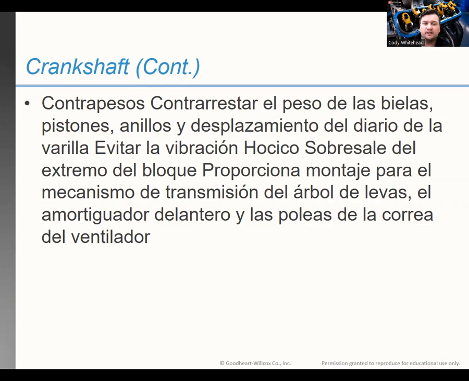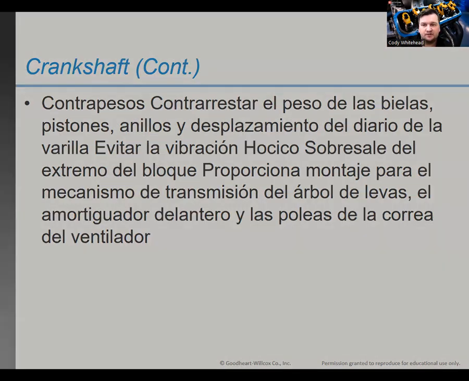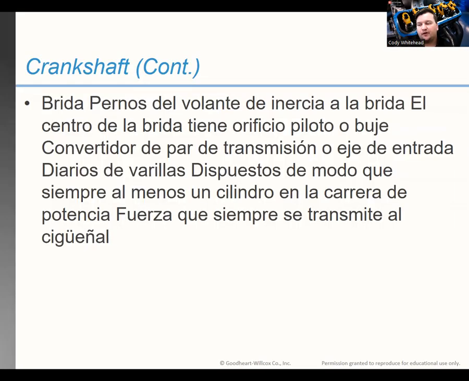Snout, it sticks out of the end of the block. This provides mounts for camshaft drive mechanisms, your front dampener, and your fan belt pulleys, things like that. So we can drive those accessories. Our flange is on the back of the crankshaft. This is where the flywheel bolts to. The center of the flange has a pilot hole or bushing. This supports the transmission shaft.